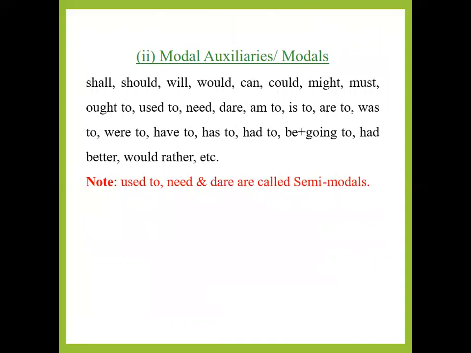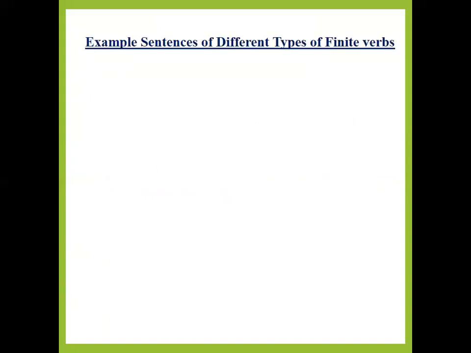Shall, should, will, would, can, could, might, must, ought to, used to, need, dare, am to, is to, are to, was to, were to, have to, has to, had to, be plus going to. That is, am going to, is going to, are going to, was going to, were going to, had better, would rather, etc. are called modal auxiliary verbs. Note, used to, need, and dare are called semi-modals.